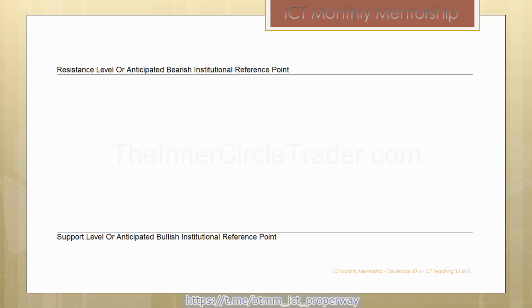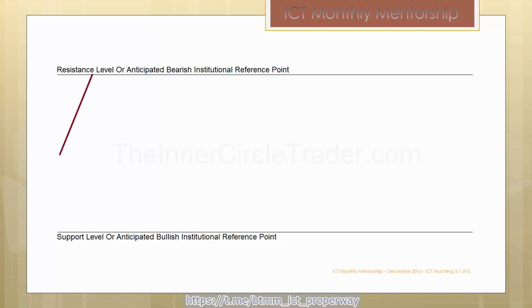When we look at the marketplace and we frame price action in the form of resistance levels and support levels, or anticipated bearish institutional reference points and anticipated bullish institutional reference points, we have to have a context in the marketplace behind our viewpoints. Are we looking at a market that has a bullish scenario, or a bearish scenario? In this example, we're going to look at a market that has a bearish example.